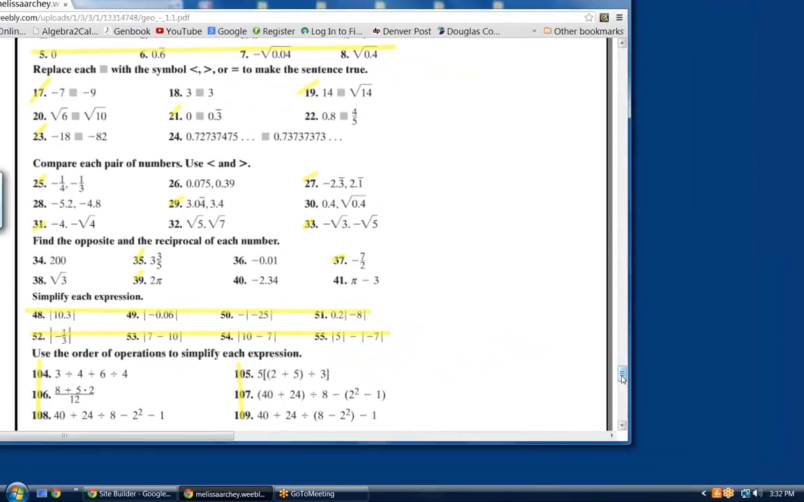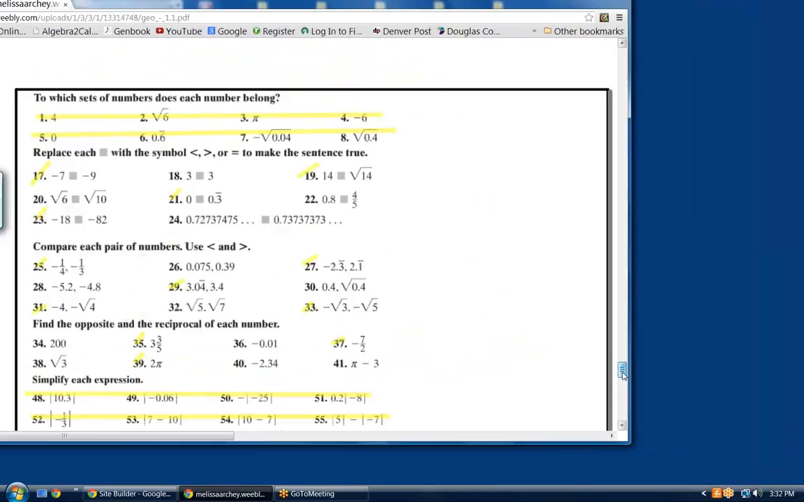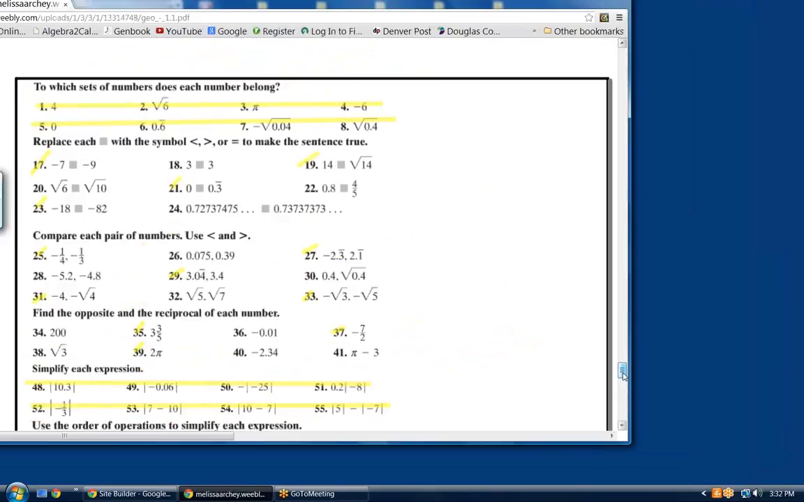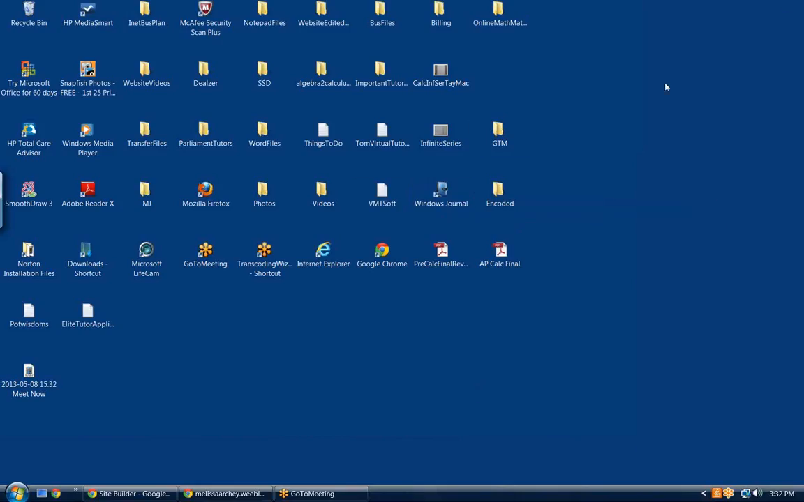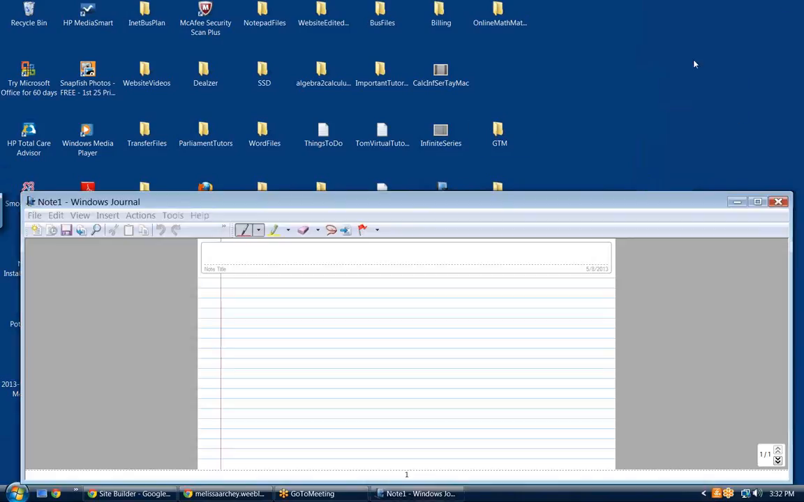So the highlighted ones are ones that she wanted us to focus on. Okay. So the ones were highlighted. Hold on a second. Let me open up my Windows Journal thing.